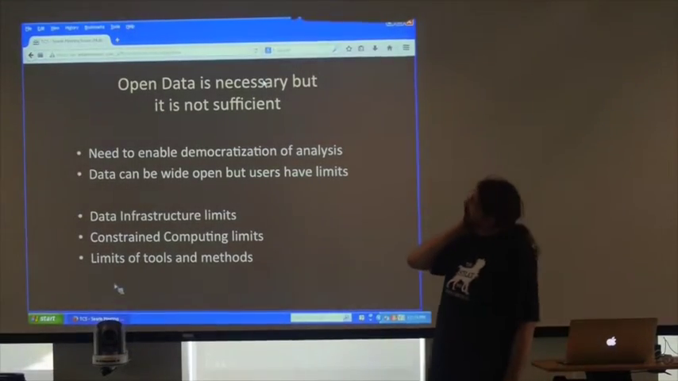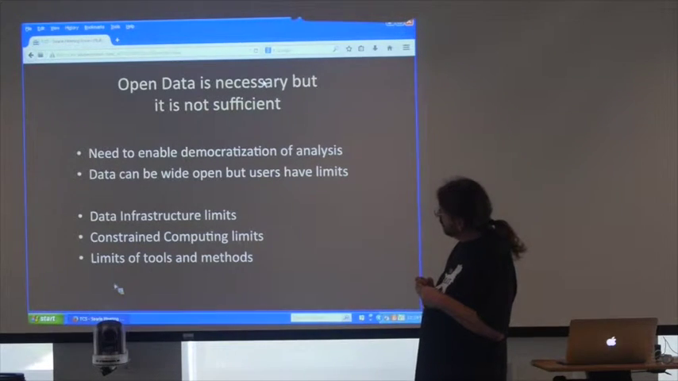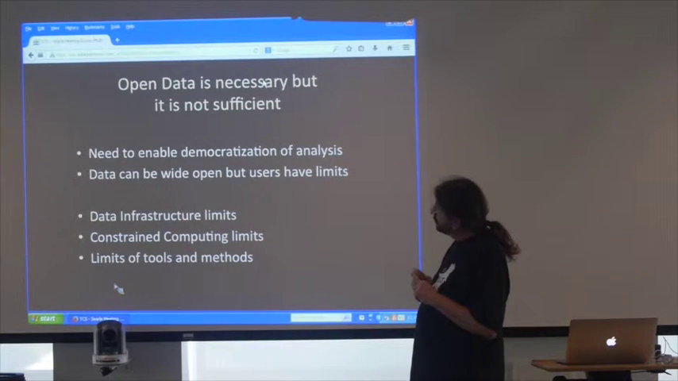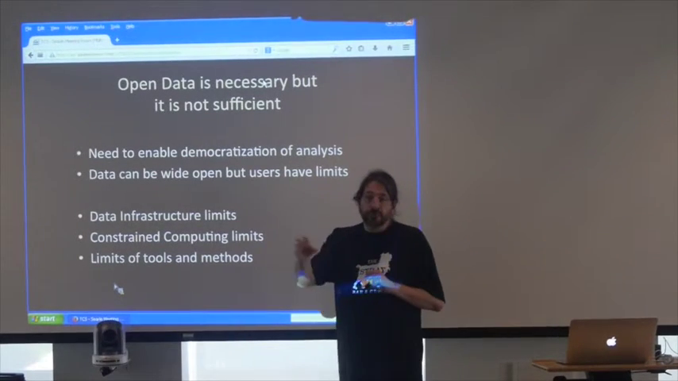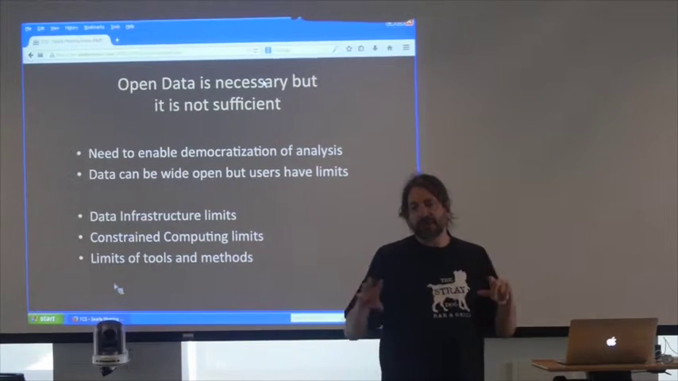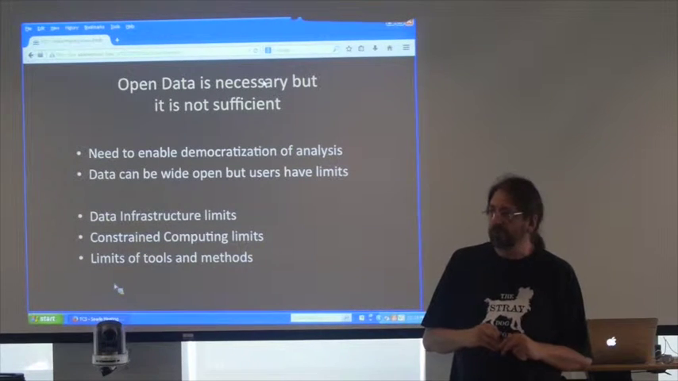But what we discovered is that making data open and so on was great, but it's not really sufficient to do what we want. And the reason for this is, how many of you have a personal petabyte of storage in your, I don't know, apartment or dorm room?